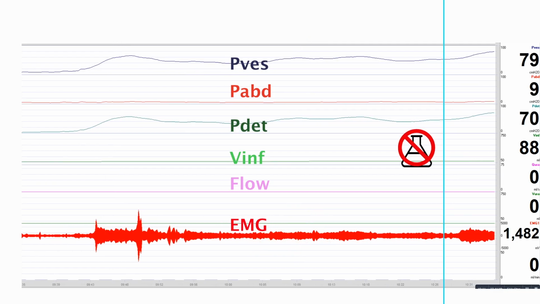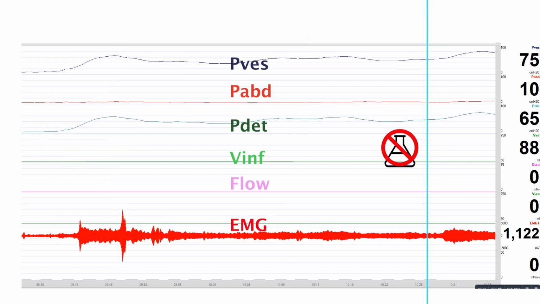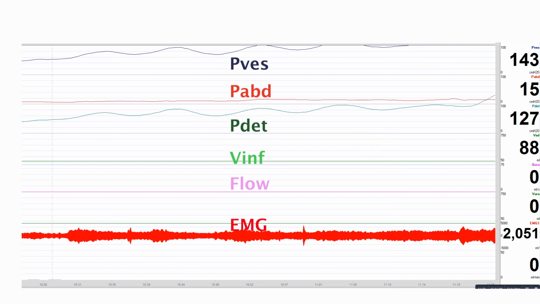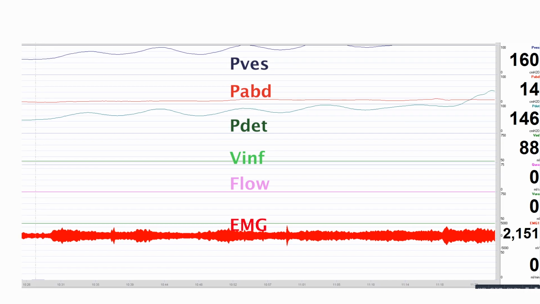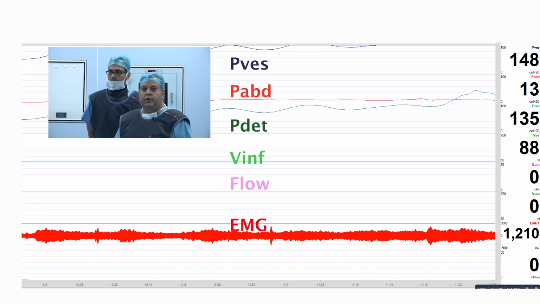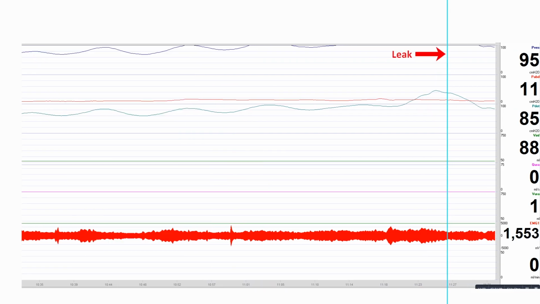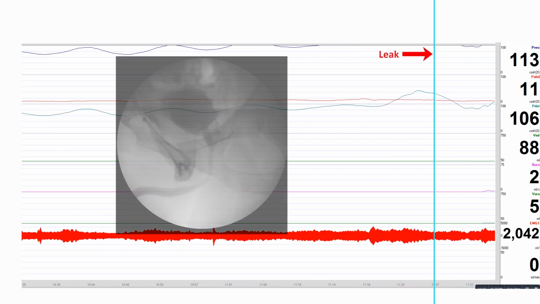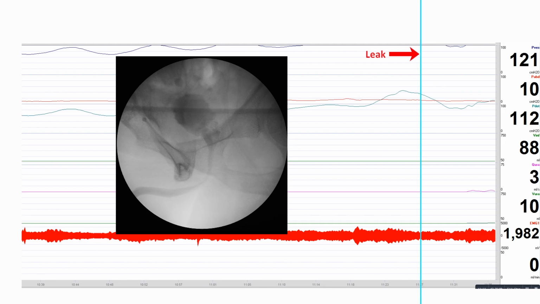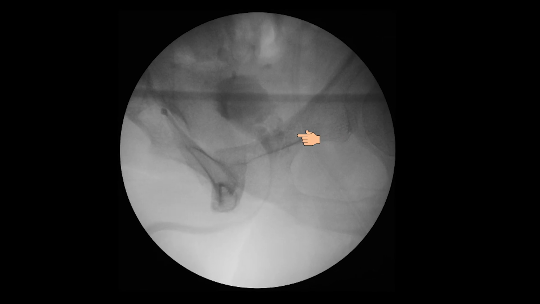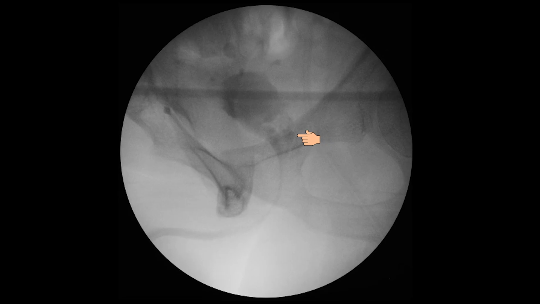After stopping the pump, we still see that the detrusor overactivity continues unabated. The pressures have now increased to 125. The patient reports bladder urgency at this stage. Now we can see that the patient has leaked and is voiding, and the posterior urethra is dilated. We see reflux into the prostatic ducts and seminal vesicles.